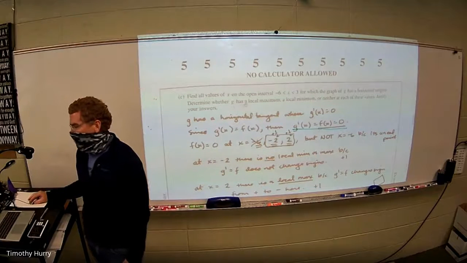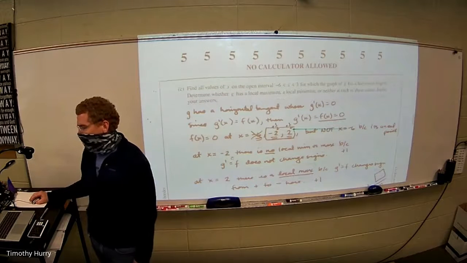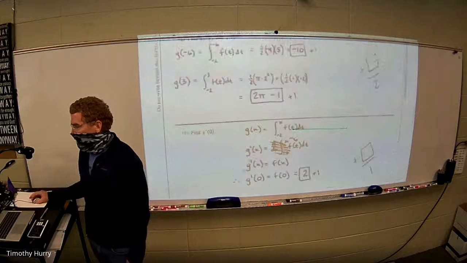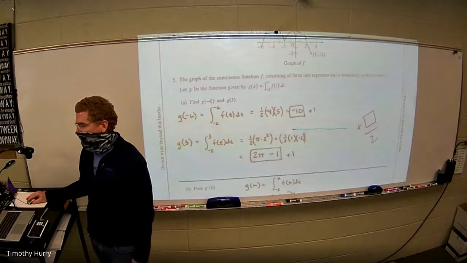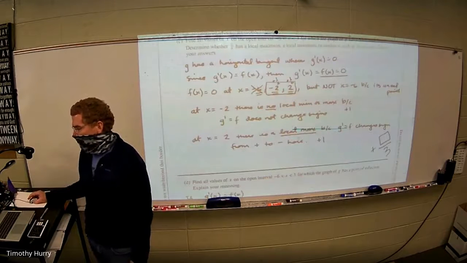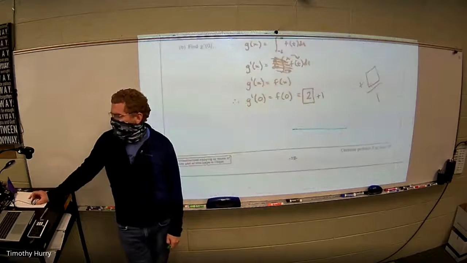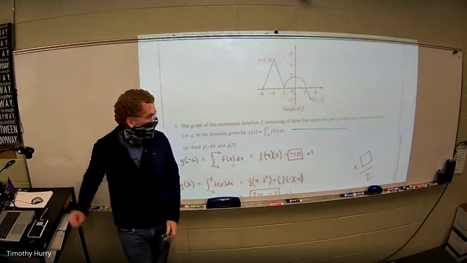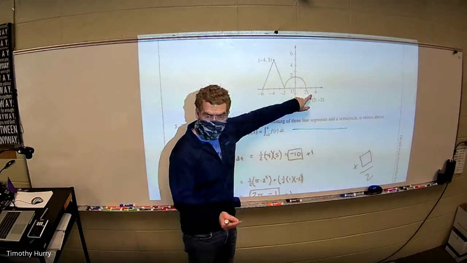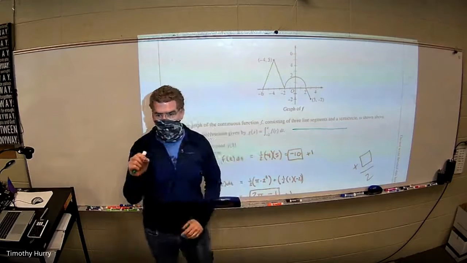Now it says determine whether g has a local max, local min, or neither. Okay, so what do you know about at -2? It's neither. At -2 right there, it just bounces off that. It has a positive, doesn't change sign, so that's got to be a neither. But at x equals +2, what do you know? Look at that, x equals +2. All right, the function f goes from positive to negative, which means the derivative of g goes from positive to negative at a critical number. What do you know?